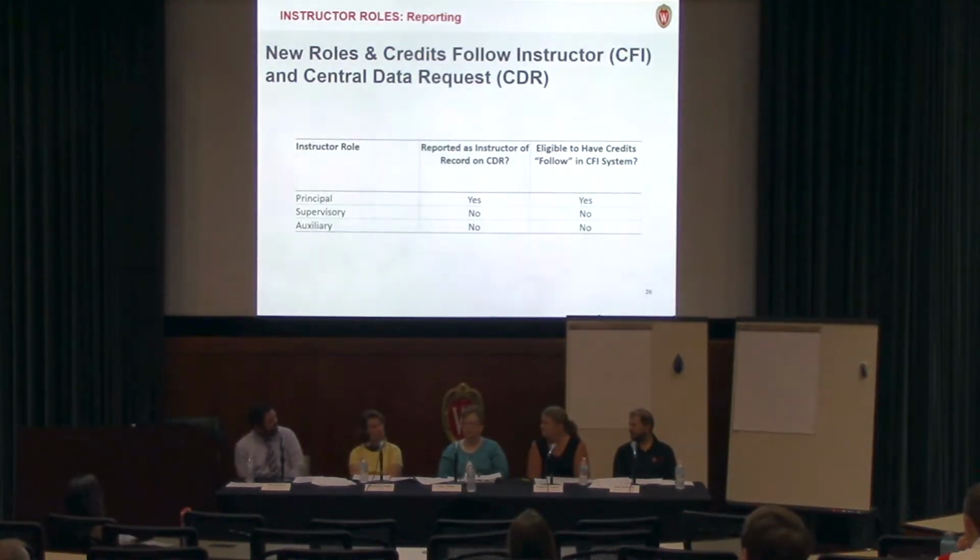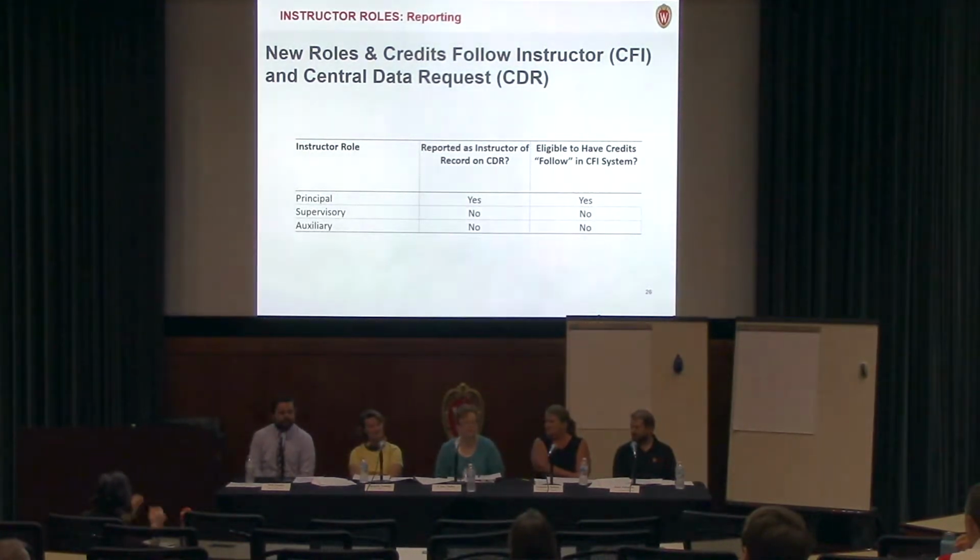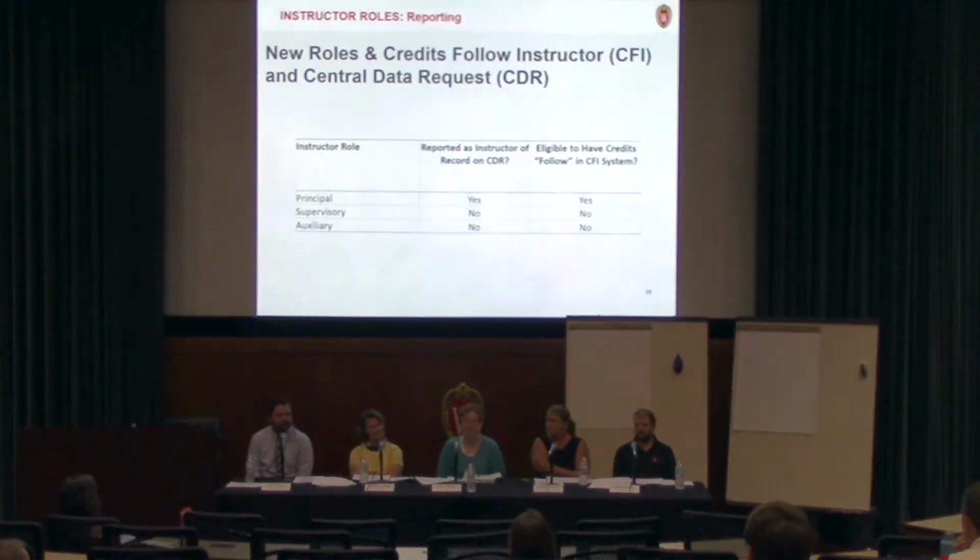APIR colleagues. Claire. So I'm planning on talking about 2 different systems. I said at the beginning, the credits follow the instructor system, and then we have what we call CDR, which is our central data request that we report to UW System who instructors are. They have their own, it's like a mirror of CIS for every UW institution, and we need to report to them who the instructors are of each section as well.